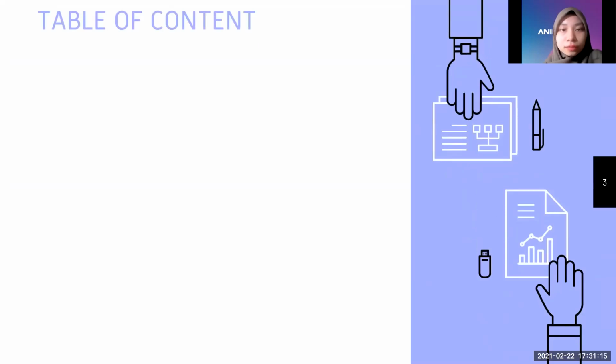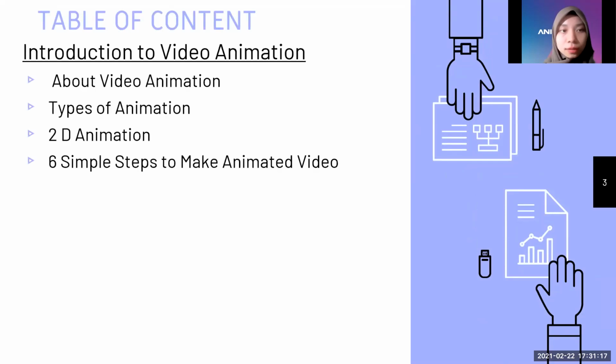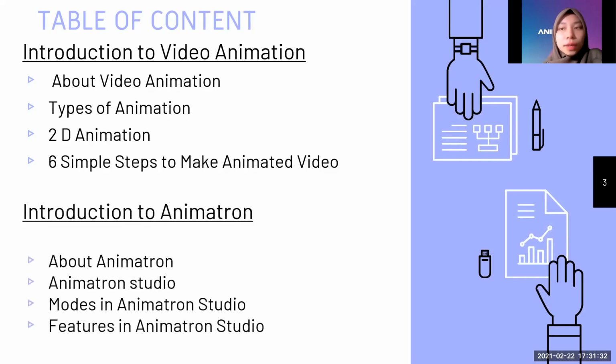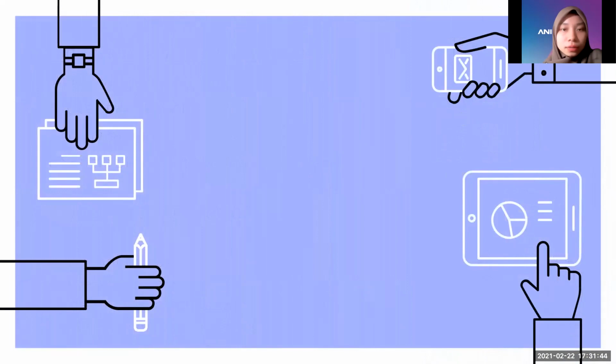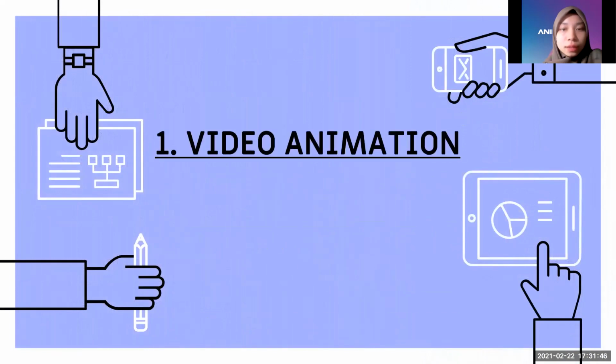Okay, table of contents for this topic. Introduction to video animation: about video animation, types of animation, 2D animation, and 6 simple steps to make an animated video. Introduction to Animatron: about Animatron, Animatron Studio, menus in Animatron Studio, and features in Animatron Studio. Okay, next. First, video animation.